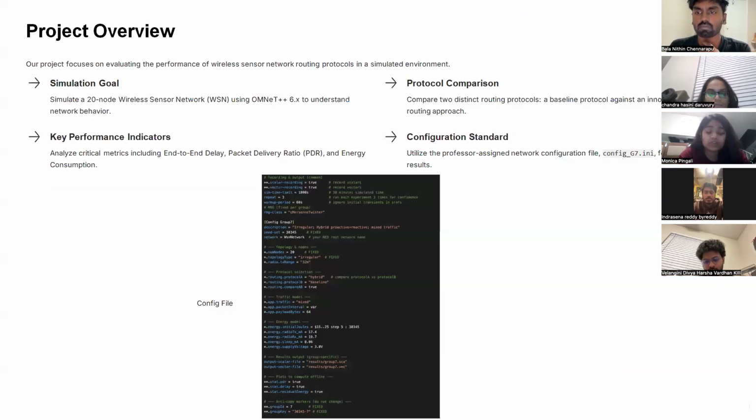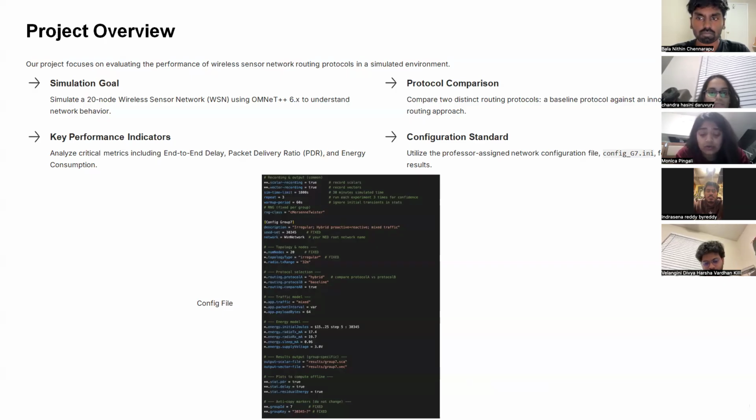Coming to slide 2, we have a project overview. The primary objective of this project was to evaluate and compare the behavior of two routing protocols in a 20 node WSN under the same conditions. All experiments were carried out using Omnet++ 6 version, which allowed us to model the network topology, application traffic, and protocol logic in a repeatable way. We considered a baseline routing protocol and a hybrid routing protocol so that we could see what performance benefits, if any, the hybrid approach provides.